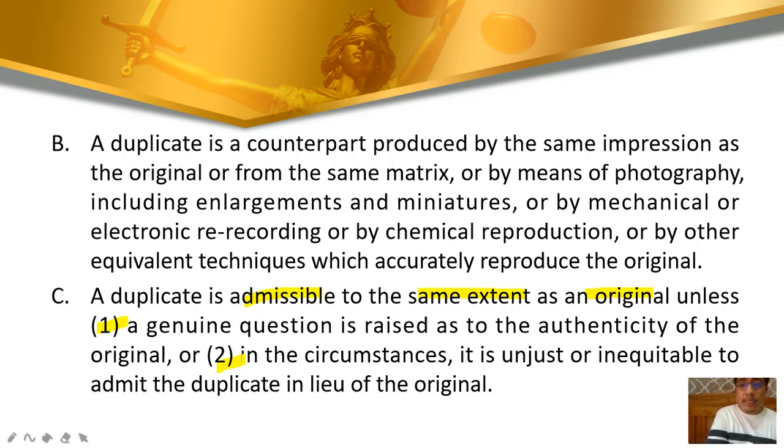So an example of a duplicate is a captured photograph of the contract, for example. Accordingly, it is admissible to the same extent as an original unless may mag-question ng authenticity of the original, yung contract mismo na pinicturan mo. Unless that is questioned, then the photograph version of that contract is admissible. Number two, it is not admissible if it is unjust or inequitable to admit the duplicate in the original.